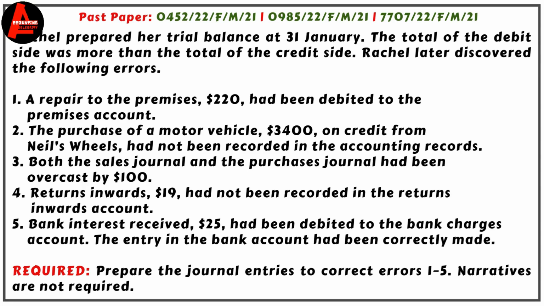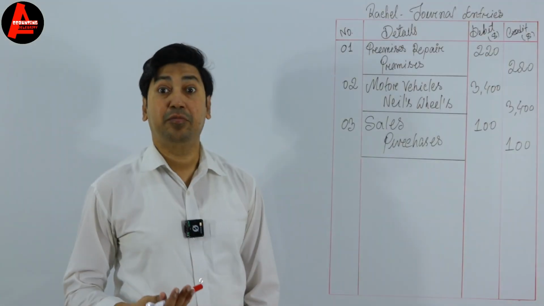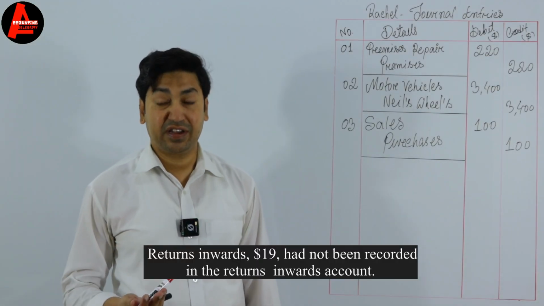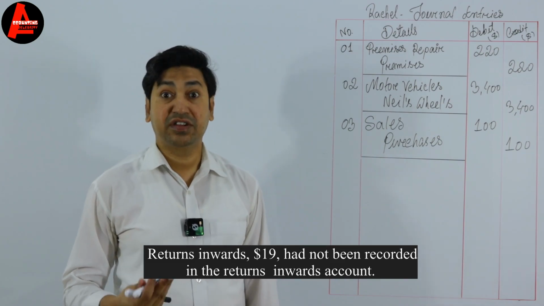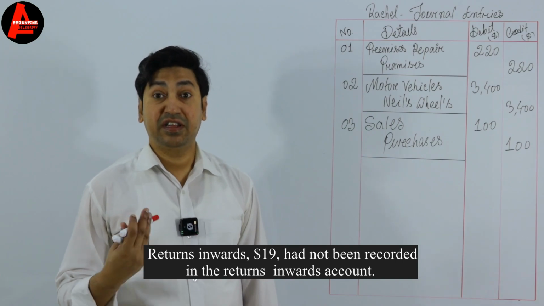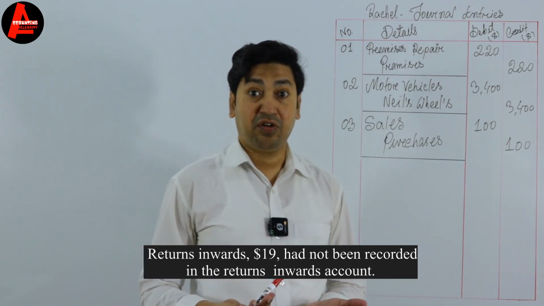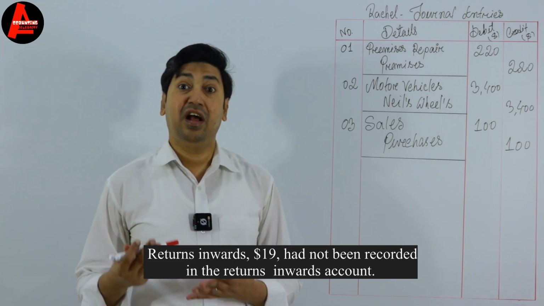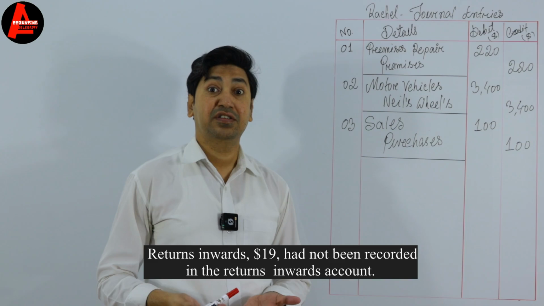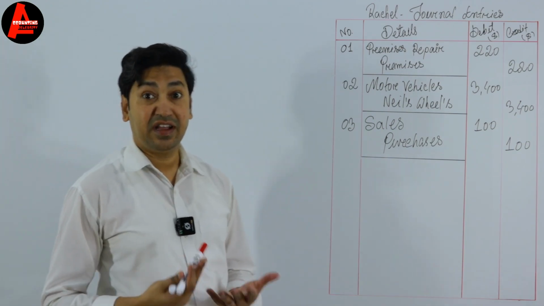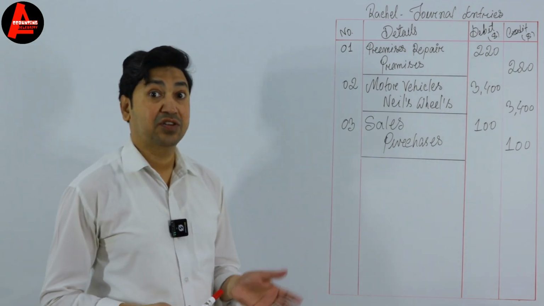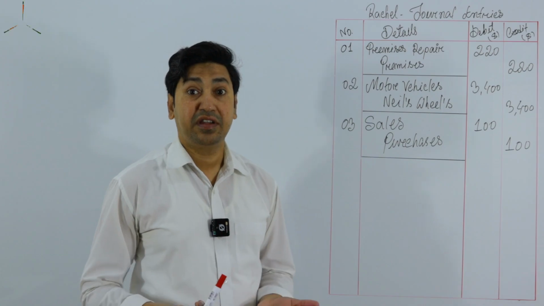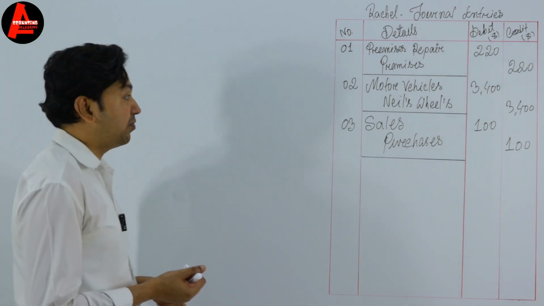Number 4 is here. Returns inward $19 had not been recorded in the returns inward account. So here returns inward is another name for sales return. So the sales return is not recorded. Now what to do? Now we need to record the sales return. Sales return is a normal debit account. So if we record this sales return correctly, sales returns will be debited. And here our suspense account will be credited, because the mistake, where is the mistake, it is not identified. The trial balance was balanced with the suspense account, it is written in the question. So here now sales return will be debited and suspense account will be credited.